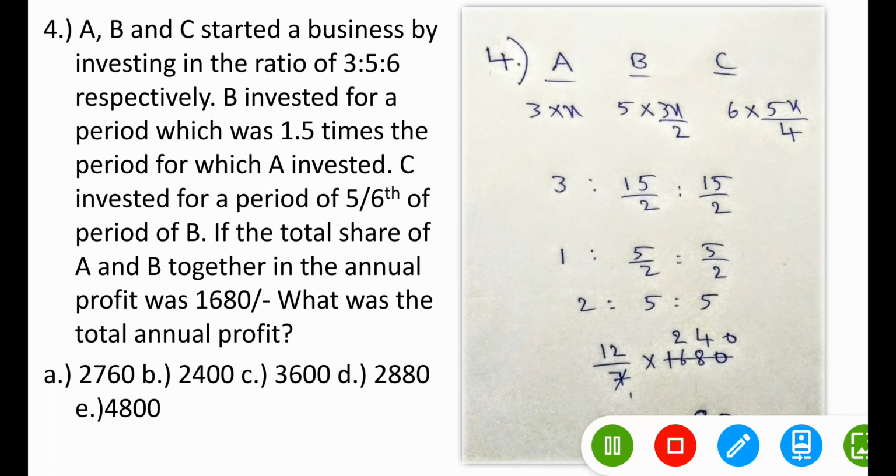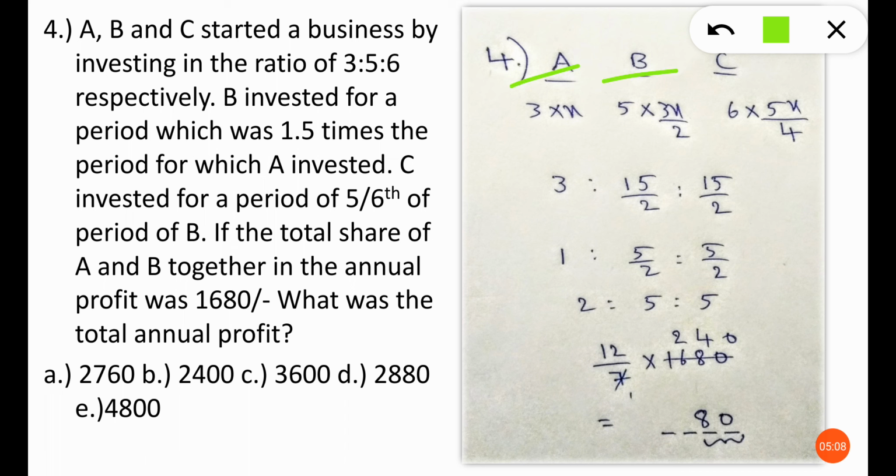Let's see the solution. A is to B is to C 3, 5, 6, and the time period, I have taken the time period as x. We can take 12 also, but I have taken x. 3 into x, 5 into 3x by 2, and 6 into 5x by 4. Why 3x by 2? This is 3 by 2 of A's time period, and 5x by 4 means 5 by 6 of 3x by 2. That's how we get. In all the terms, x gets cancelled. So 3 is to 15 by 2 is to 15 by 2. Now I have cancelled 3 in all the terms.